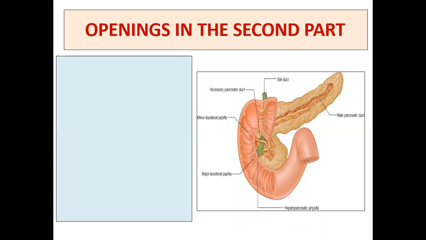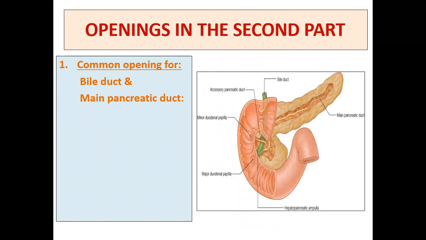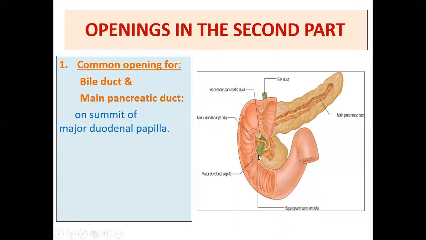So what are the openings in the second part? If you cut the second part, you can see very important openings. There are two important openings. The common opening for the bile duct and the main pancreatic duct. If you see here, the bile duct is shown in green color. It's coming down and it is joined by the pancreatic duct from the pancreas. Both will join together to form a common opening for the bile duct and the pancreatic duct. So this will open into the second part. This is called as the major duodenal papilla.